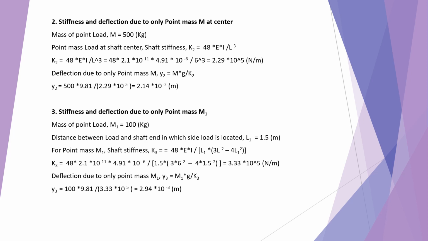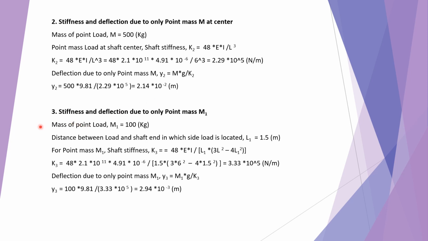Now stiffness and deflection due to point mass M at center. Mass of point mass M is 500 kg. Point mass load at shaft center, so shaft stiffness K2 is equal to 48 EI upon L³. So K2, after putting this value, is coming 2.29 into 10^5 Newton per meter. Deflection due to only point mass M is mg upon K2. So Y2 is equal to 2.14 into 10 to the power minus 2 meter.